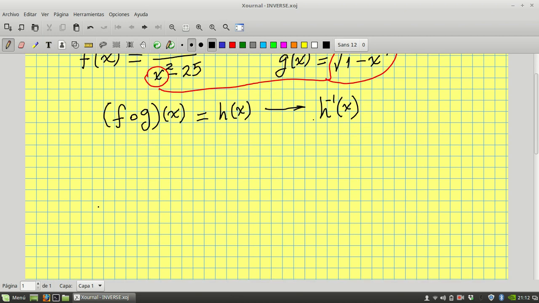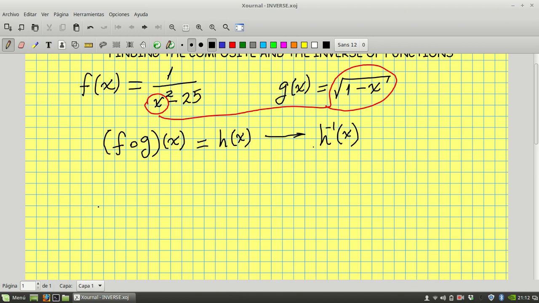This is what we're going to do to find f composite g. So f composite g of x is 1 over, and instead of x, the g(x), so root of 1 minus x to the second power, minus 25.